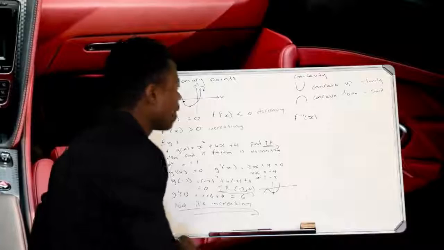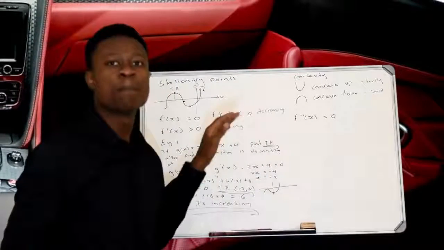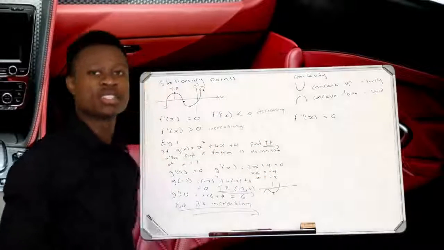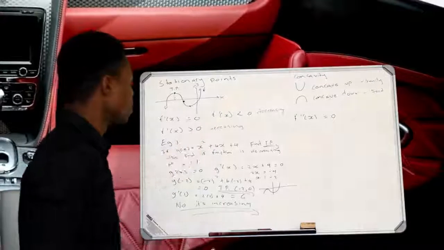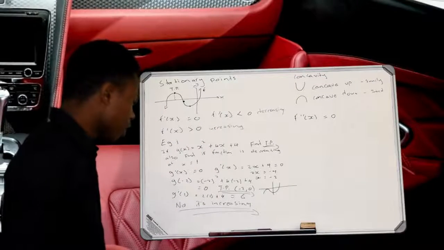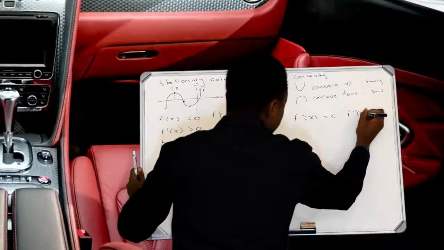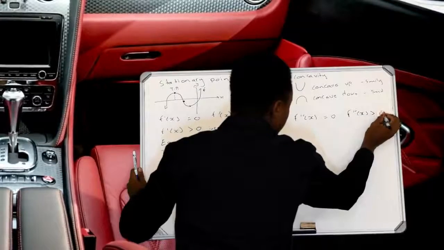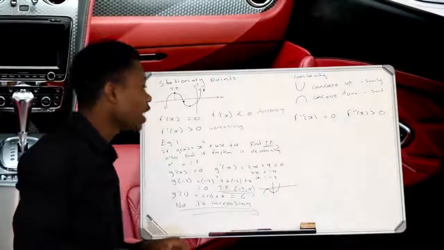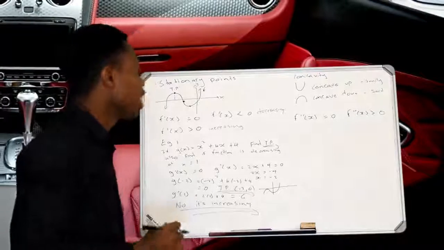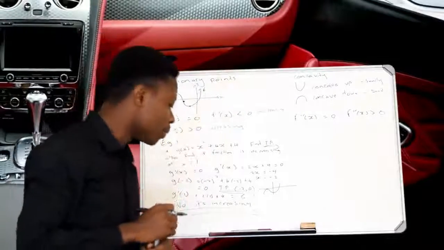So if f double prime is equal to 0, it means that there is a point of inflection at that point, right? So what other things can we determine that are similar to this? If f double prime of x is greater than 0, okay, again it's the same thing, it means that the curve at that specific point is concave up.